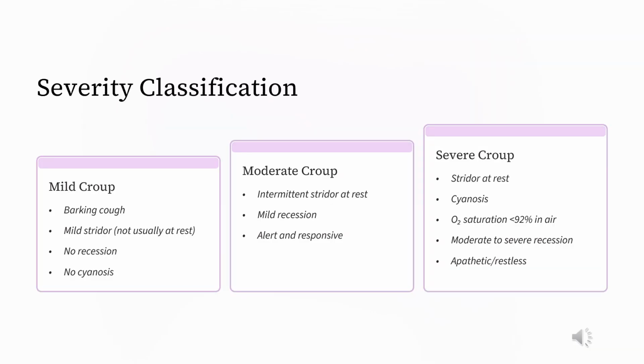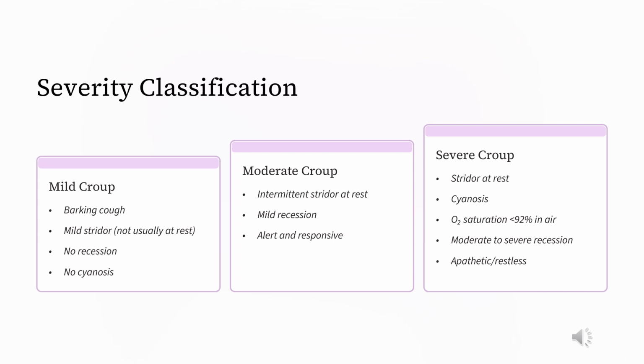Now, let's see how you will classify the croup according to its severity. You can classify it into mild, moderate, and severe. In mild croup, there will be a barking cough and a mild stridor, which is not usually at rest. Only when the child cries or during exertion, there will be a stridor. There is no chest recession, no cyanosis. So, we check for cyanosis, recession, oxygen saturation, and stridor to classify the severity.